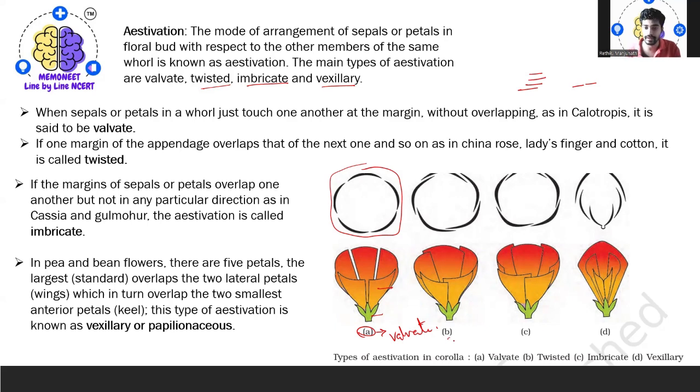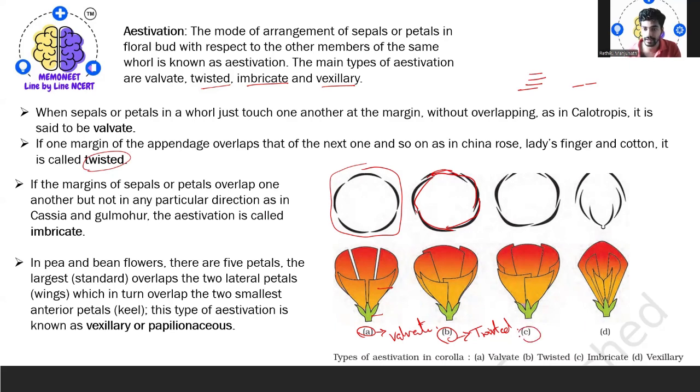Now, in twisted, what happens? One margin of the appendages overlaps that of the next one. Can you see here? This is overlapped with this, and this is overlapped to this, and this one is overlapped to this. In China rose, lady's finger, and cotton plant, you'll see this type of arrangement where the sepals and petals overlap each other. We call that arrangement twisted.